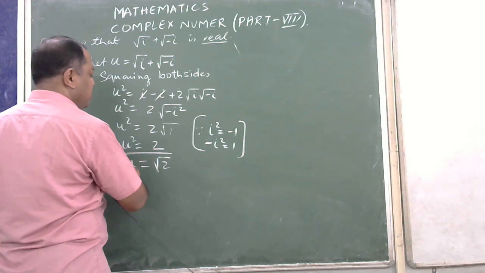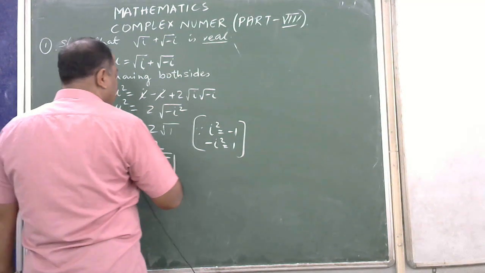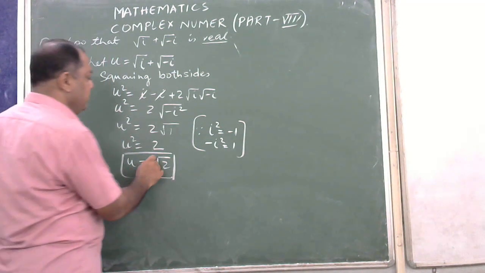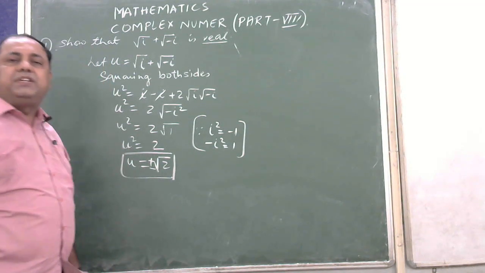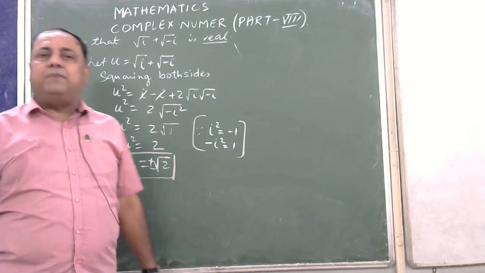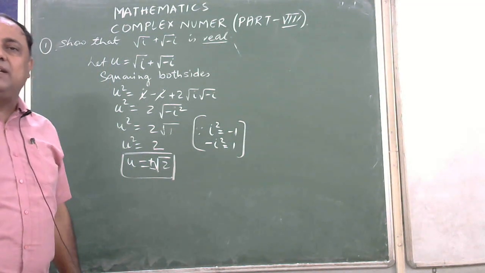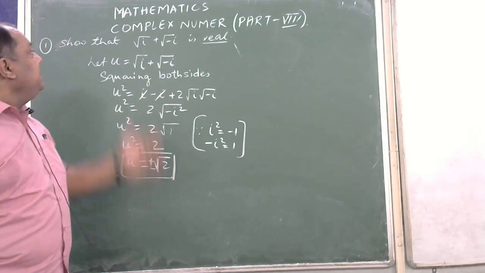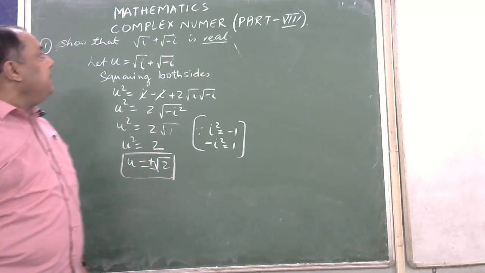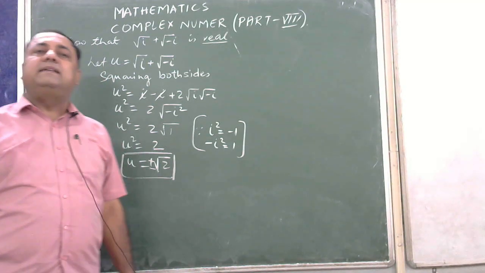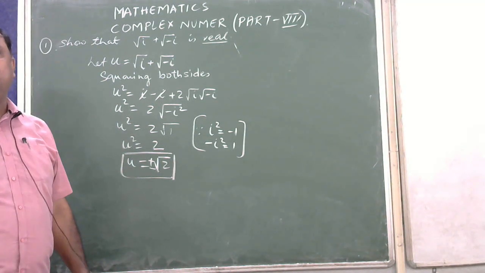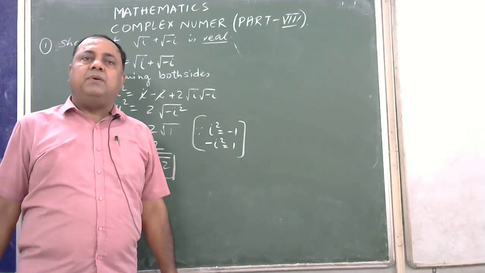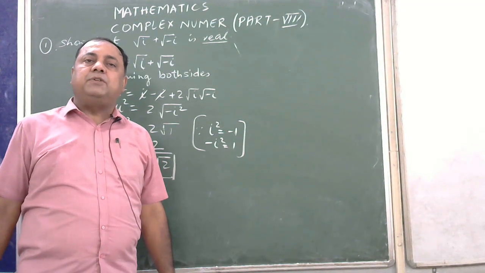u is equal to root 2, which is always real, plus minus root 2 is a real quantity. Therefore, the given quantity root i plus root minus i is a real quantity. This is problem number 1. We now move on to problem number 2.